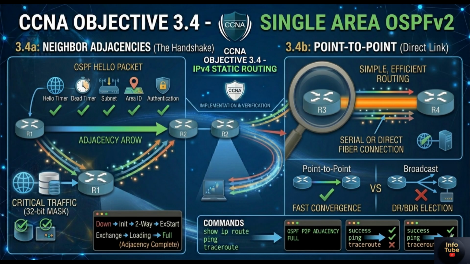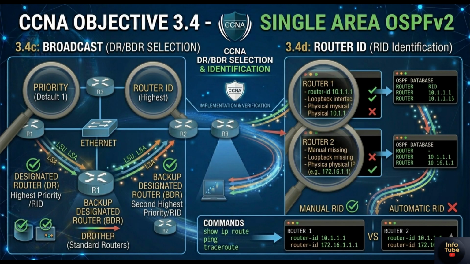It is the most efficient way for OSPF to operate. 3.4c, Broadcast, DR and BDR selection, the meeting leader. Things get complicated when you have many routers on the same segment, like a group of routers plugged into the same Ethernet switch. If every router talked to every other router, the network would be flooded with redundant traffic. To solve this, OSPF elects two leaders.